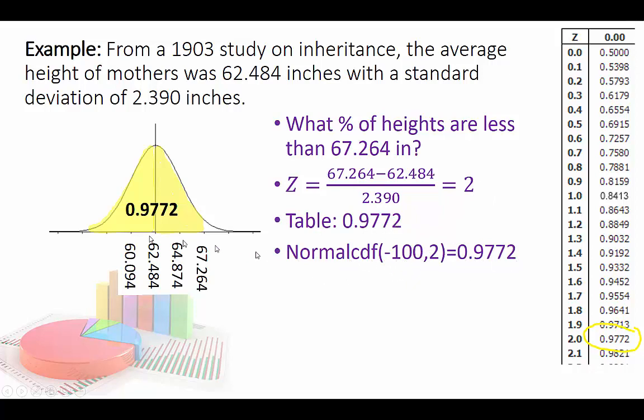Why am I going -100? Well, if I go -4, I'm going to be a teensy bit off here. So I just go out far enough so that I know there's no way that there's a big number out here. I'm trying to minimize the amount of my error. So you're going to find out I use -100 a lot for the left side, and I'll use +100 for the right side.